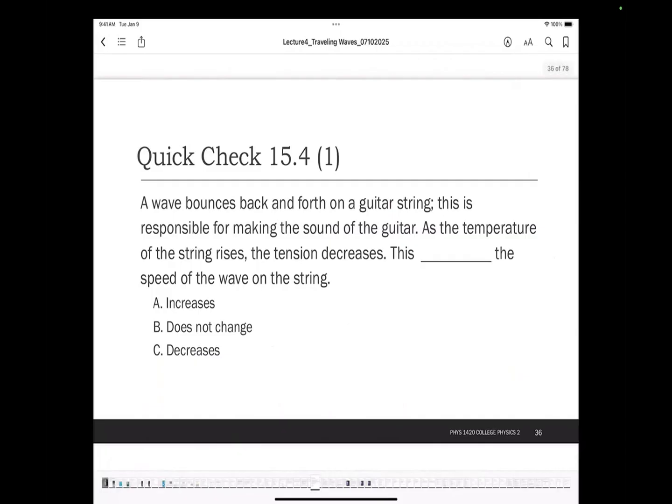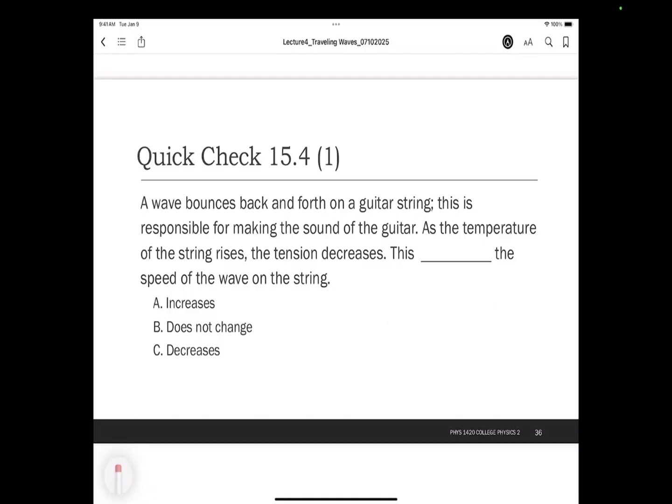Okay, let's talk about these questions. A wave bounces back and forth on a guitar string. This is responsible for making the sound of the guitar. As the temperature of the string rises, the tension decreases. Does this increase, not change, or decrease the speed of the wave on the string? Like I said, we just write the speed.